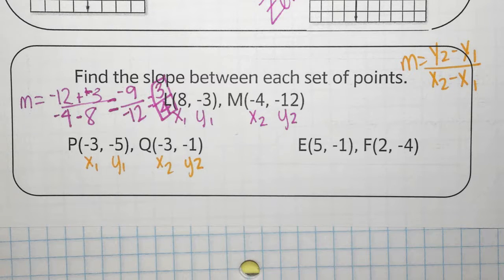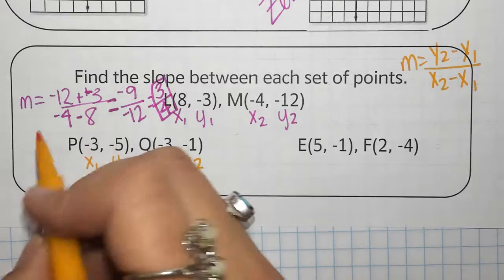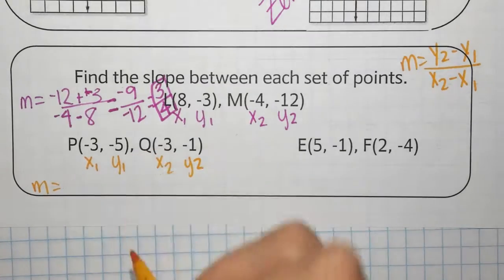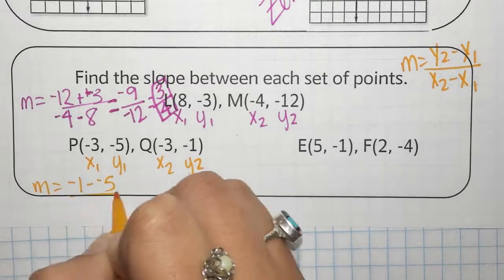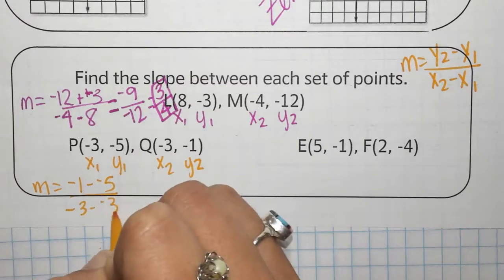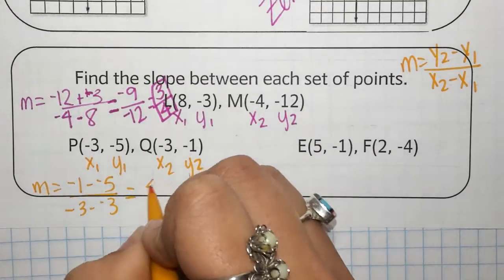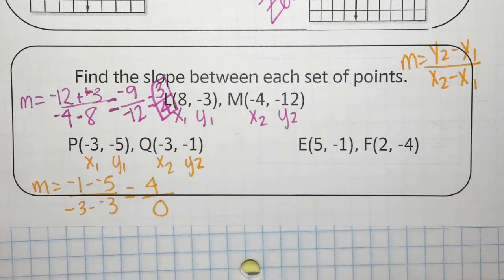Are you done with this problem? Do I get 4 divided by 0?